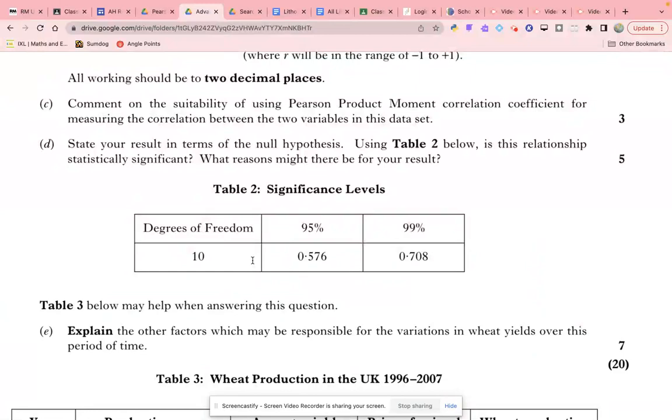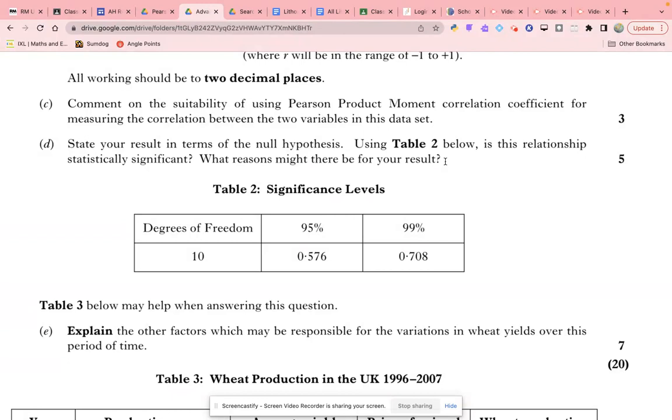So what does this actually mean? Well, it means we have to accept our null hypothesis because our result of negative 0.16 is not larger than the 95% significance level of 0.576. And that's exactly what I would write. Now, this question goes a little bit further. It actually asks us what reasons might there be for the result.